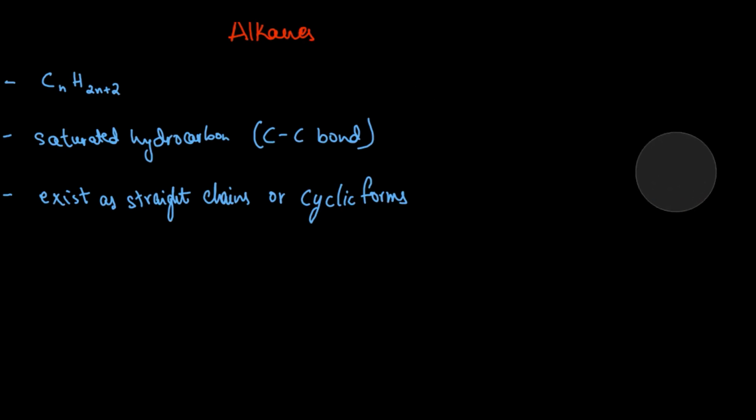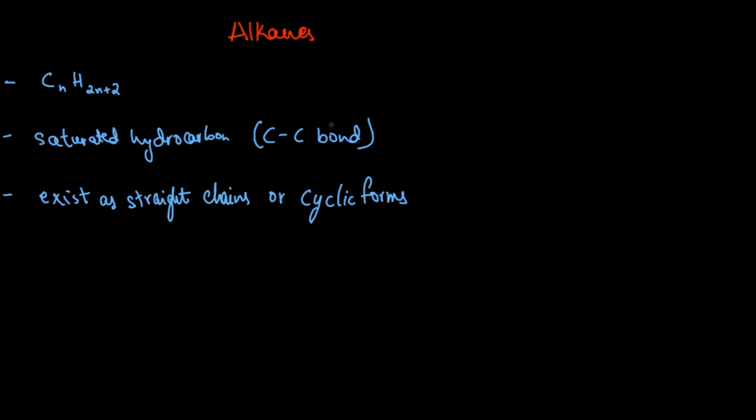Now, another point to notice about alkanes is that they are saturated hydrocarbons. What do we mean by that? We mean that they have only carbon-carbon single bonds. A double bond or a triple bond between the carbon atoms does not exist. They only exist as single bonded carbons, and that is why they are called saturated hydrocarbons.